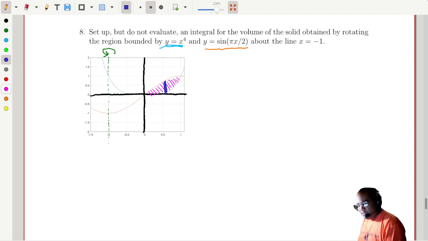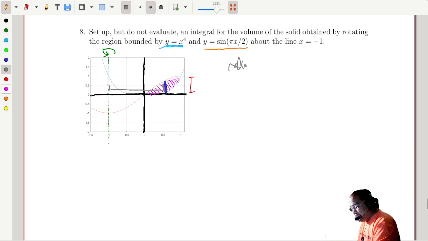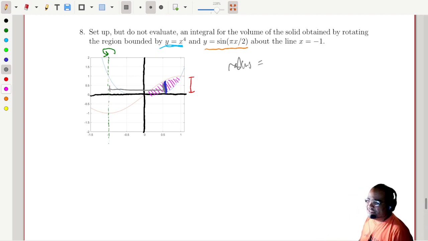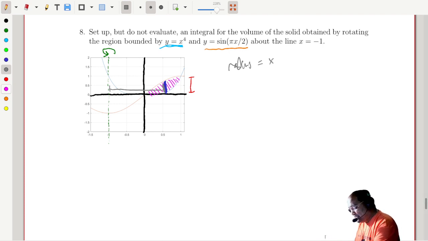Shell radius, distance from the strip to the axis of rotation. Then, of course, shell height. Here we're thinking top minus bottom. So let's put all the pieces together. The shell radius is going to be the strip location, x, minus the axis of rotation. It's at -1. Careful, because that formula has a minus sign built in. Radius is x plus 1. And what's the shell height?